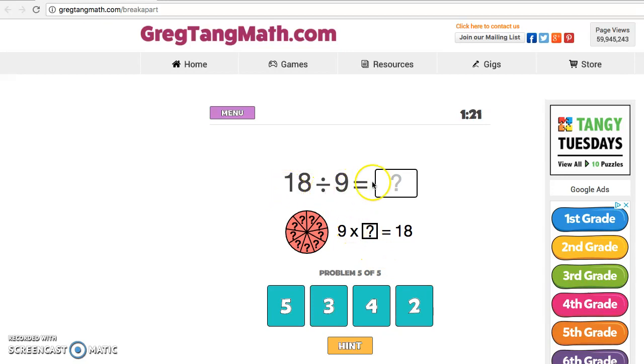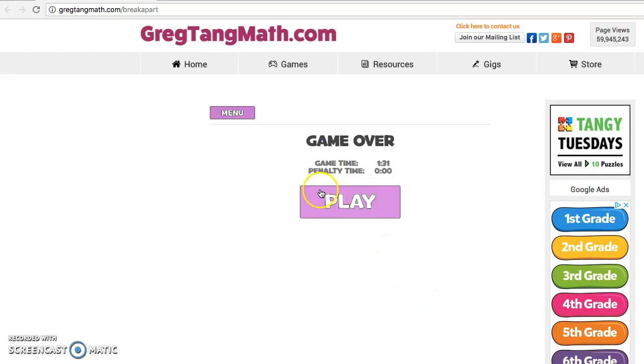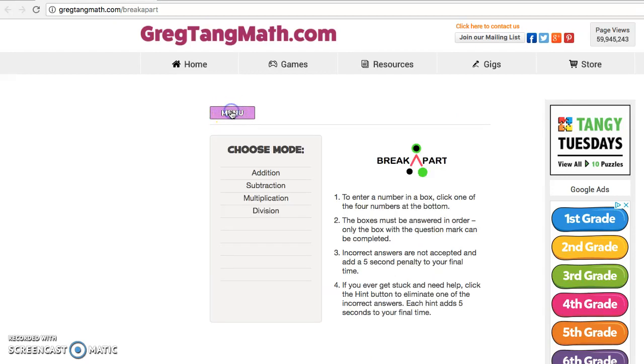18 divided by 9, this one is our doubles fact. This one's easy for you. 9 times what equals 18? How many 9s does it take to make 18? That's right, it's 2. Very good.